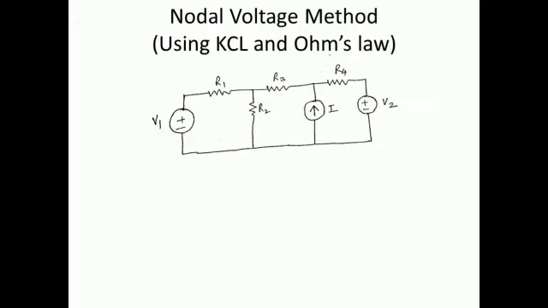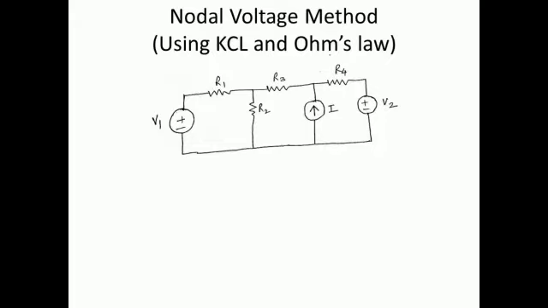The network that you see on your screen has two voltage sources, V1 and V2, one current source I, and four resistances R1, R2, R3 and R4. We will be using this circuit to be analyzed using the nodal voltage method. Now, in the nodal voltage method, there are two steps to be taken to analyze an electrical circuit.